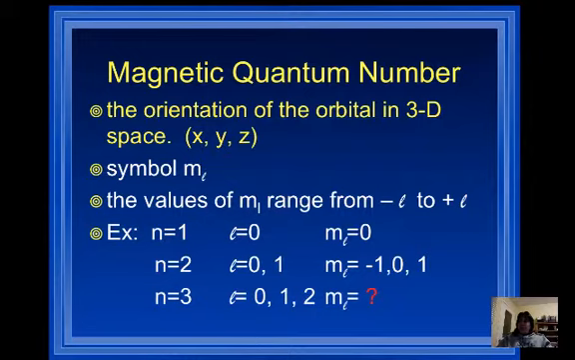M sub L equals what in this case? When n is 3, you've got 3 different L values because there are 3 sublevels. So when L is 0, m sub L is 0. When L is 1, m sub L is negative 1, 0, and 1. And when L is 2, what do you think the m sub L values are going to be? That's right, from negative 2 to positive 2. So you have negative 2, negative 1, 0, 1, and 2.